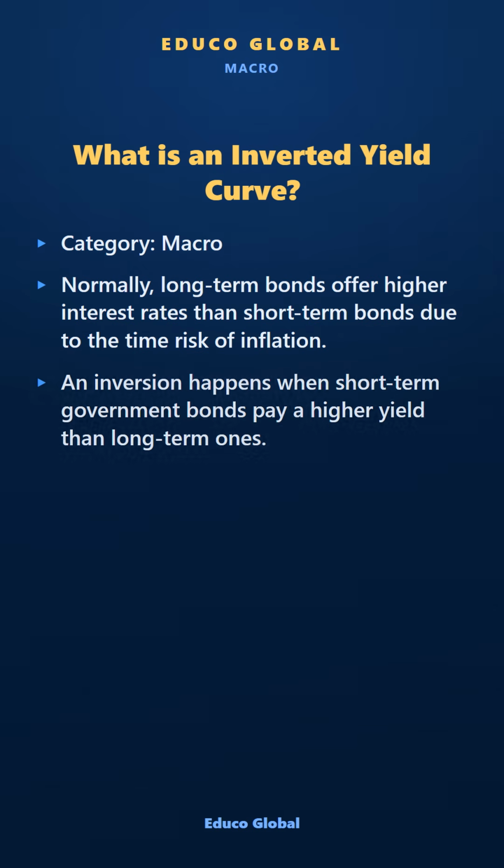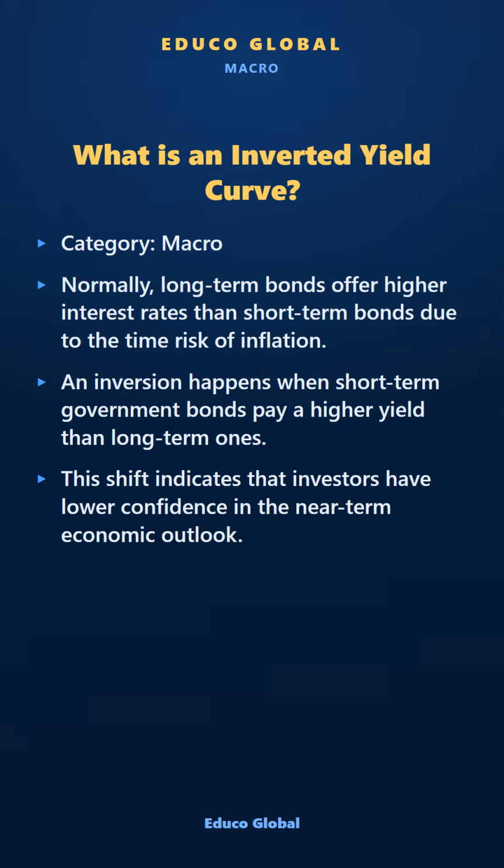An inversion happens when short-term government bonds pay a higher yield than long-term ones. This shift indicates that investors have lower confidence in the near-term economic outlook.